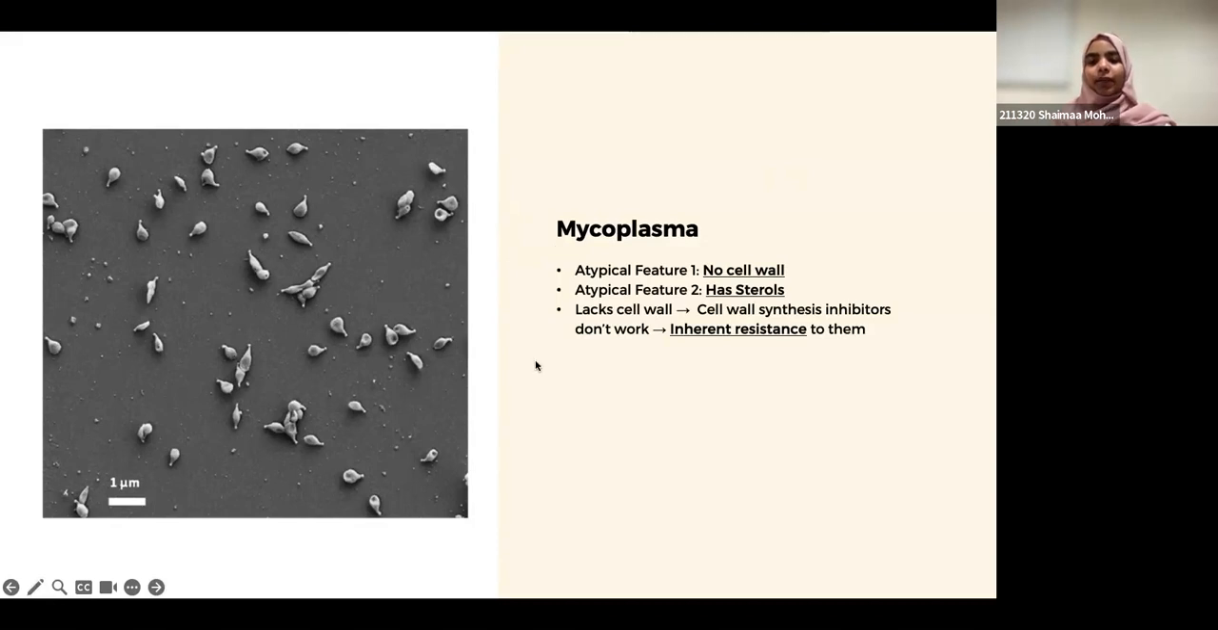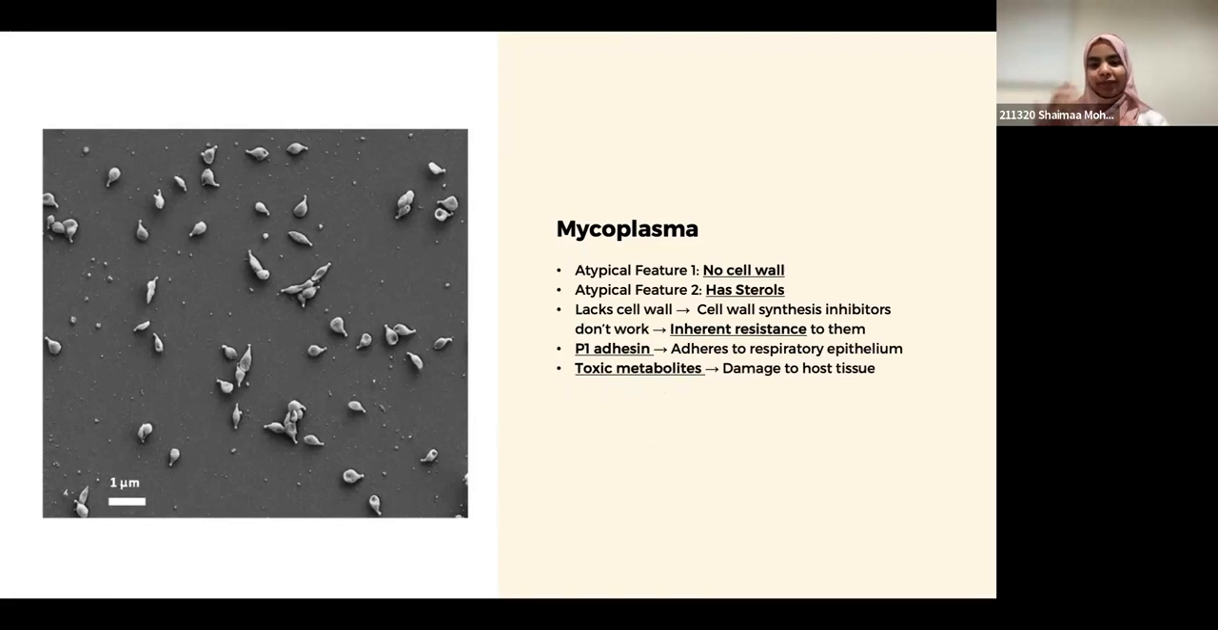What are the virulence factors of mycoplasma? It has a molecule called P1 adhesin. Adhesin adheres to the respiratory epithelium. Why respiratory epithelium? If you know the full name of the bacteria, for example, Mycoplasma pneumoniae, it causes pneumonia, so it's going to adhere to the respiratory epithelium. The other virulence factor is that it has toxic metabolites, and these toxic metabolites are going to cause damage to the tissue of the host, or our tissues. So this is how mycoplasma works. It adheres, and then it releases toxic metabolites.